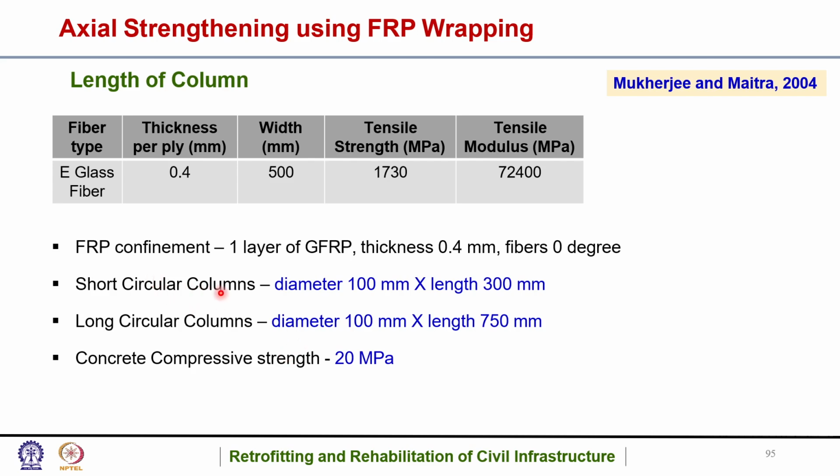Okay, so the short circular columns had a diameter of 100 mm and length of 300 mm, and the long circular columns had a diameter of 100 mm and length of 750 mm, and the concrete had a compressive strength of 20 megapascal.